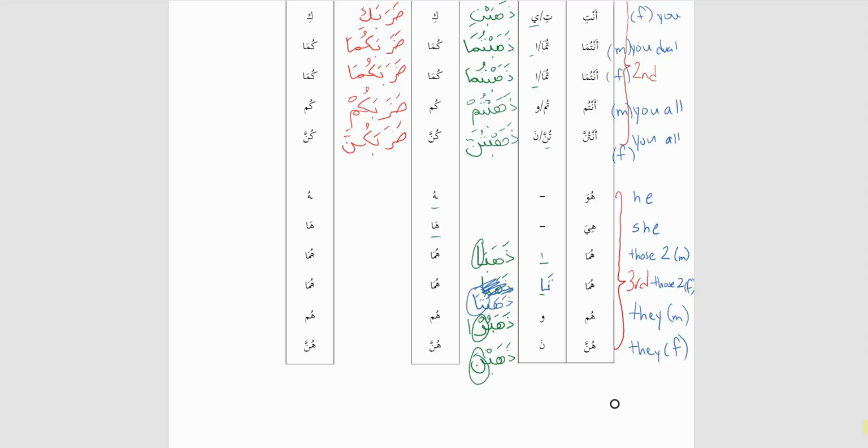Then we have ضربه. Now we jump to the third person. This means he hit him. The "hu" is referring to the object of being hit. So he hit him. Then we have ضربها. Notice ha can be written in two different ways, this way or this way, like a V. Both are permissible, but this means he hit her.